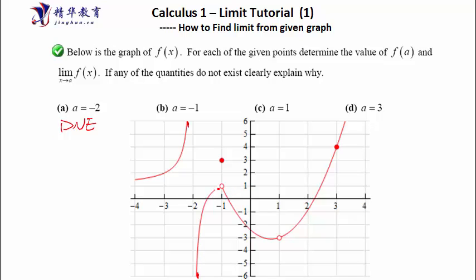Same thing here: these two are approaching the same point, so that is fine, and the y value is equal to 1. Same thing here: approaching 1, the left-hand side and right-hand side are close enough, so the limit is equal to -3. And for x approaching 3, from the left-hand side and right-hand side it approaches 4, so that is 4. That's how to find a limit from a given graph.